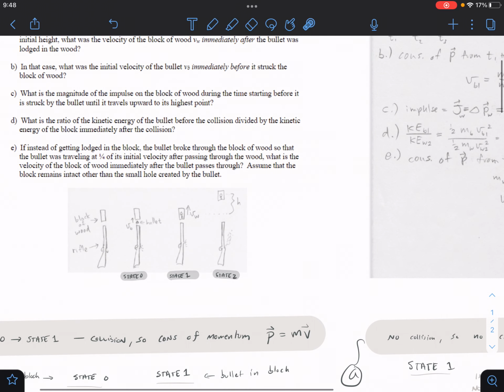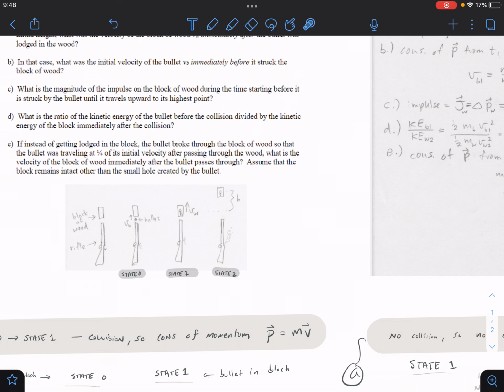Conservation of momentum is always going to be when you have some kind of a collision. I would look at the figure and model things as states. So notice that between state 0 and state 1, we have this collision. This bullet is going to collide with the block, and then they're going to move together. So between 0 and 1, we have conservation of momentum.